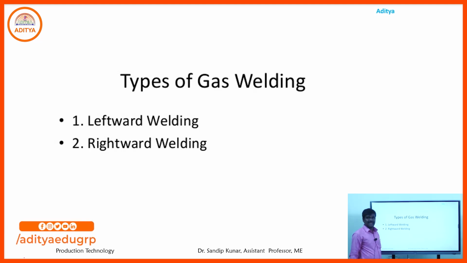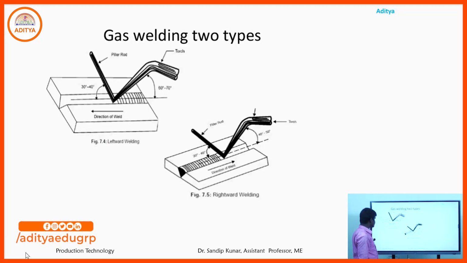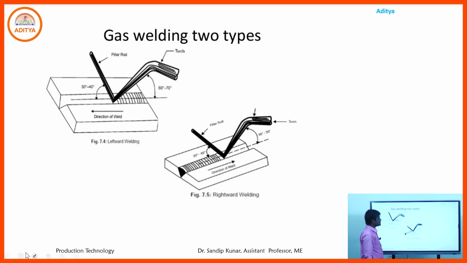Types of gas welding: generally leftward welding, another is rightward welding. In case of gas welding, we have seen that the leftward welding means the welding torch is passed from the rightward to leftward. That is the welding torch, that is the filler material. Here, the welding torch is passed from rightward to leftward. That is the direction of the weld.